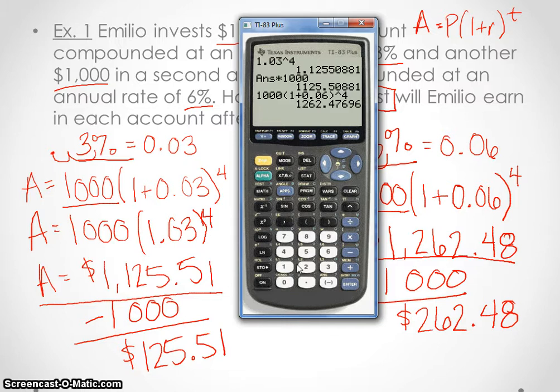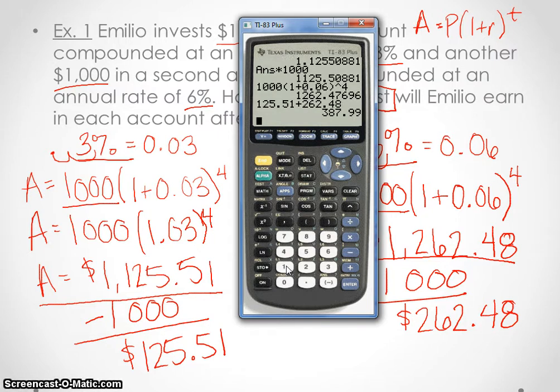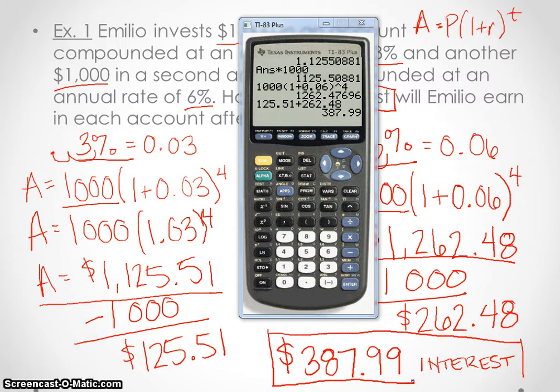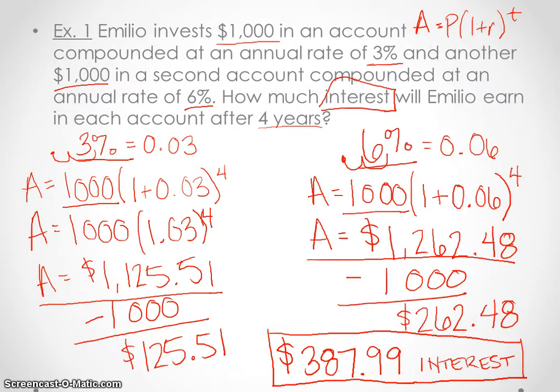We're going to do 125.51 plus 262.48, and what do we get? 387.99. So let's go ahead and jot that as our total final answer. 387.99. Almost $400. So $387.99 in interest. For really, what did he do? Nothing besides not touch his money for 4 years. So $400 for doing nothing, $100 a year to do nothing. I'll take it. Not a bad deal.